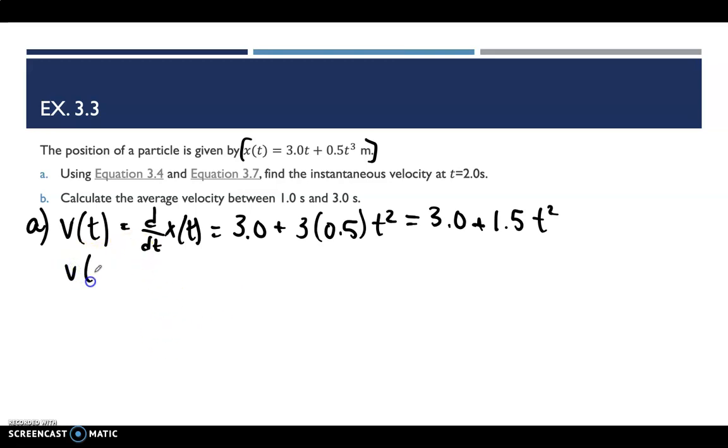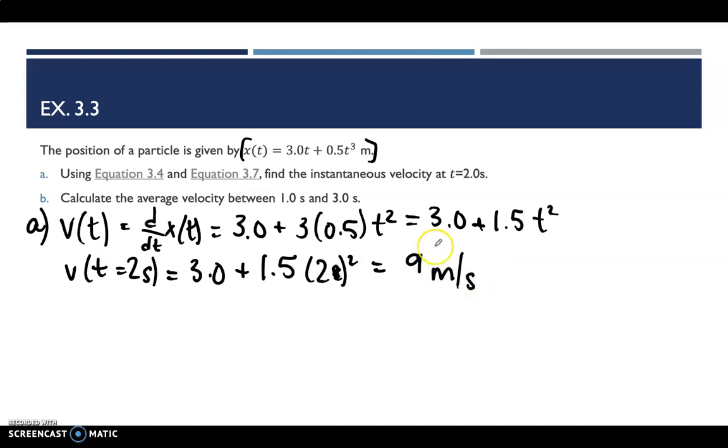So the instantaneous velocity at t equals 2 seconds. All we do is plug that in like any normal equation. So 3 plus 1.5 times 2 seconds squared. Plug that into your calculator, and you get 9 meters per second. So this is the instantaneous velocity at that time, t equals 2 seconds.